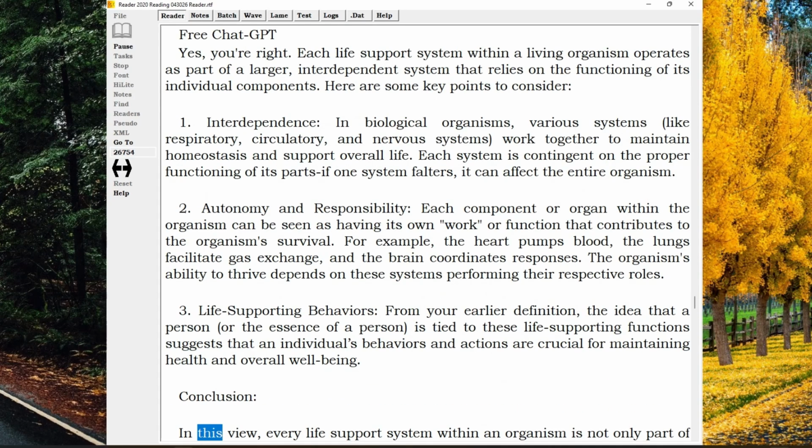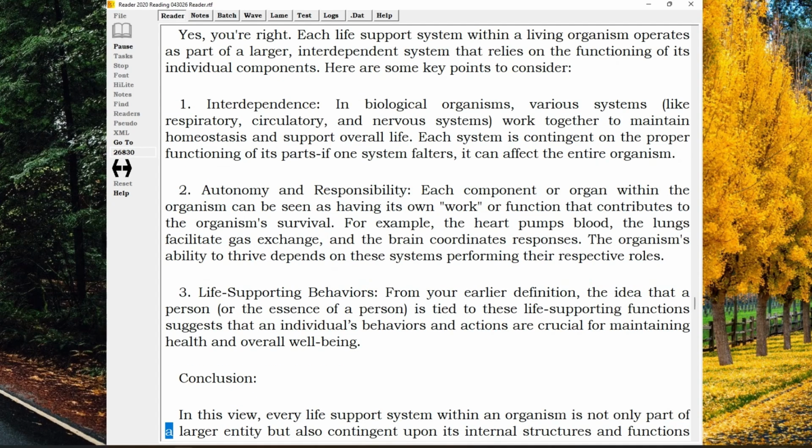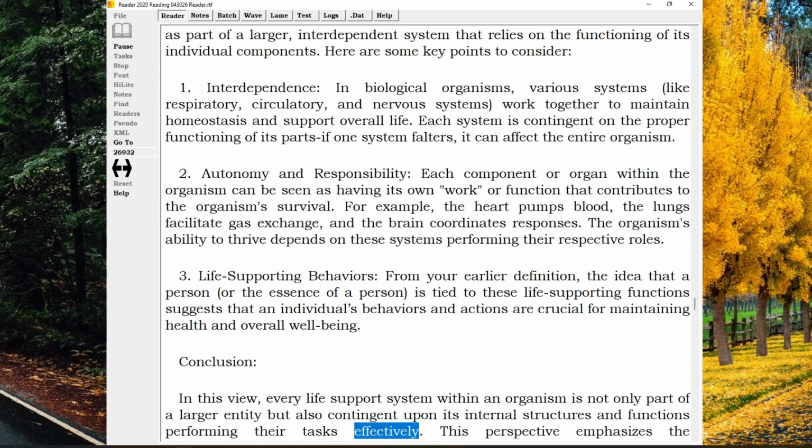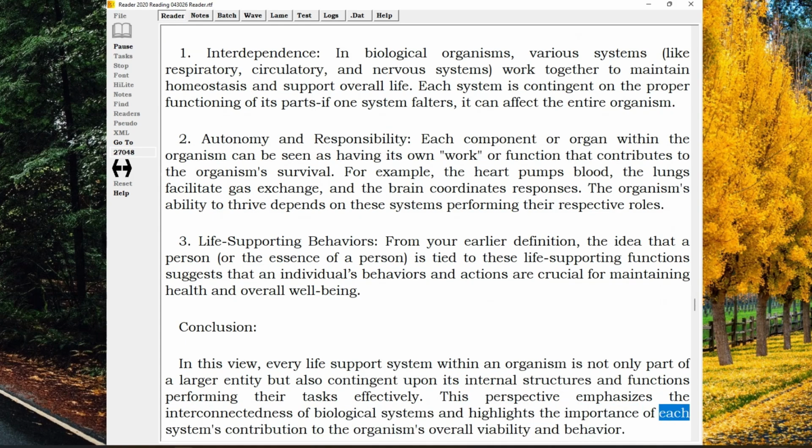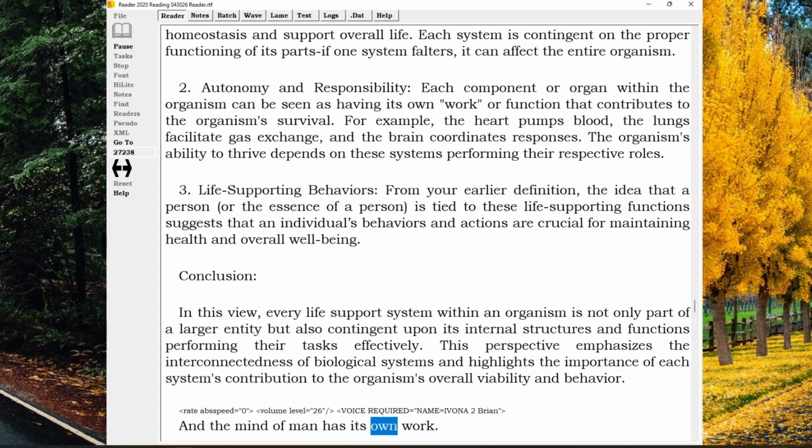Conclusion. In this view, every life support system within an organism is not only part of a larger entity but also contingent upon its internal structures and functions performing their tasks effectively. This perspective emphasizes the interconnectedness of biological systems and highlights the importance of each system's contribution to the organism's overall viability and behavior. And the mind of man has its own work.